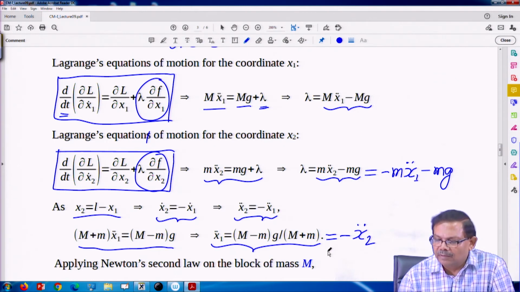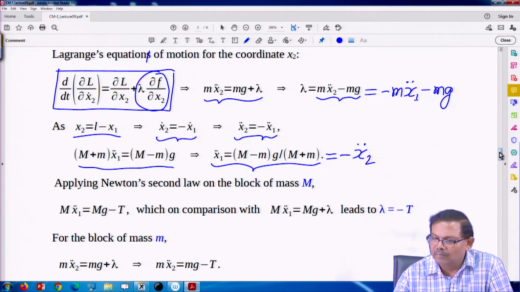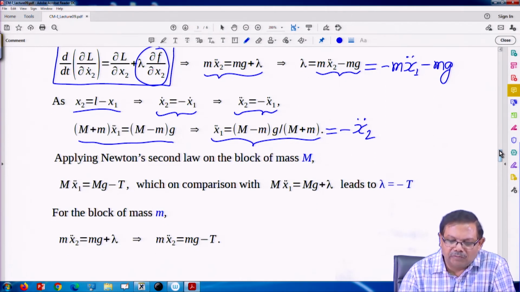Now, to understand what lambda is, is it connected with some physical quantity? Let us apply Newton's law in this problem. The equation of motion can also be found by applying Newton's law.